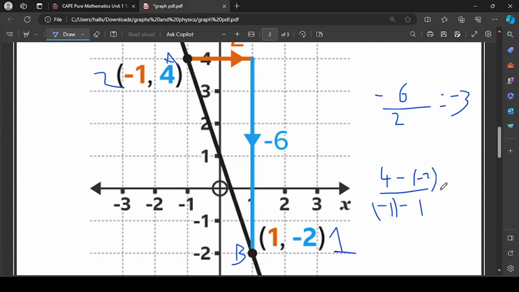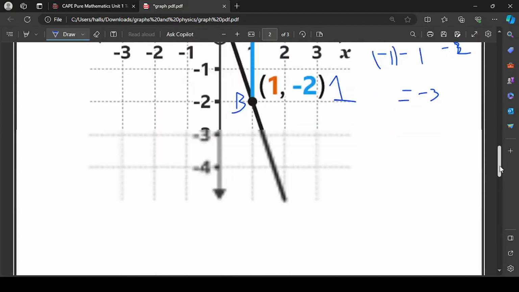What will we get? So minus times a minus is a positive. 4 plus 2 is 6. And 1 minus 1... that'll be minus 2. Right? Make sure you note that. 6 divided by minus 2, that'll give you minus 3. So we get the same thing, right? A negative gradient. So now you know how to get gradients in your physics graphs, any graph really.